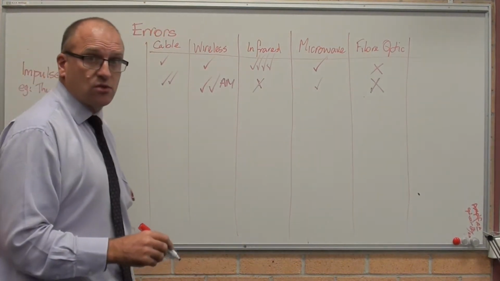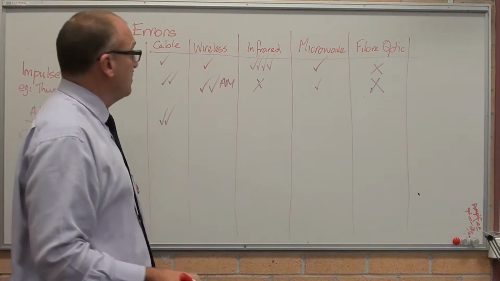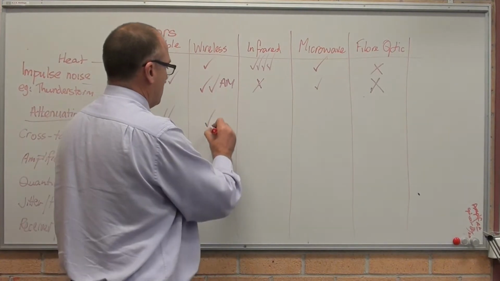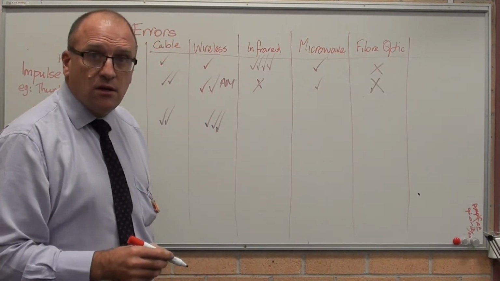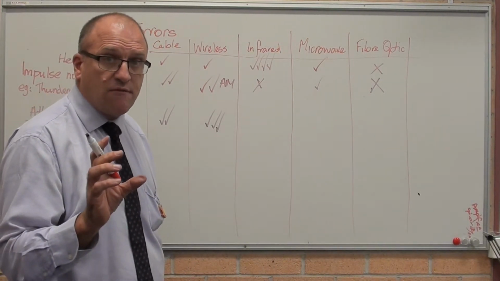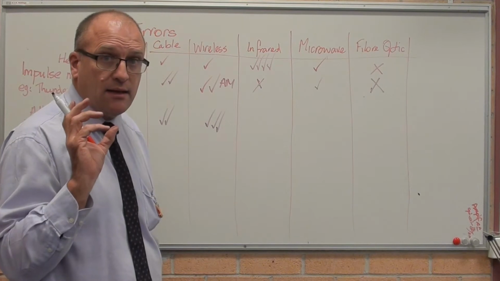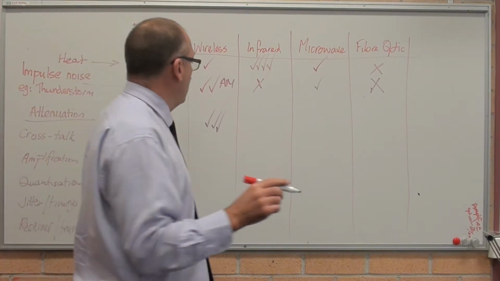Attenuation, loss in signal strength. Cables are dramatically affected. Wireless, I'm going to give it 3 ticks. Wireless tends to operate at higher frequencies. Higher frequencies tend to get absorbed fairly quickly by any obstacle in their path.